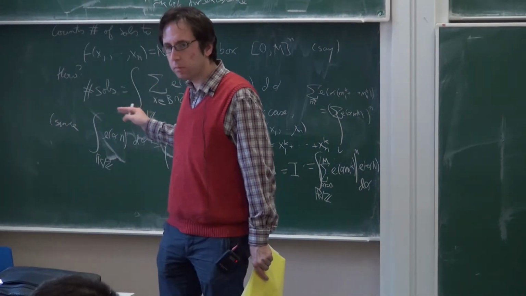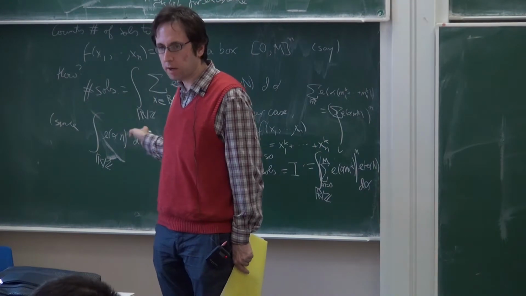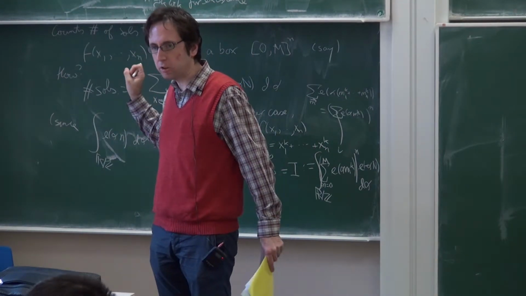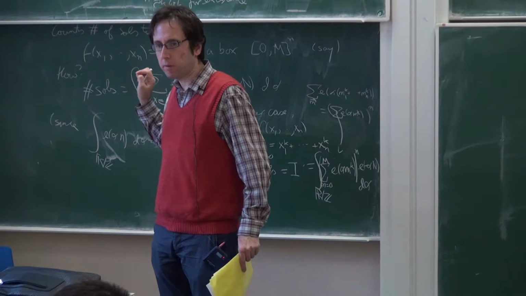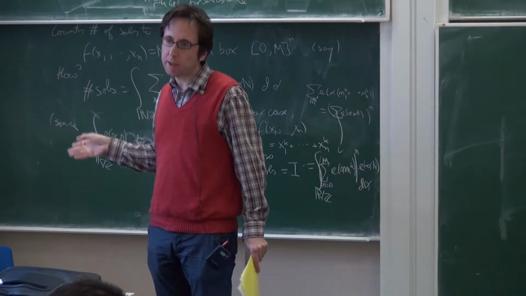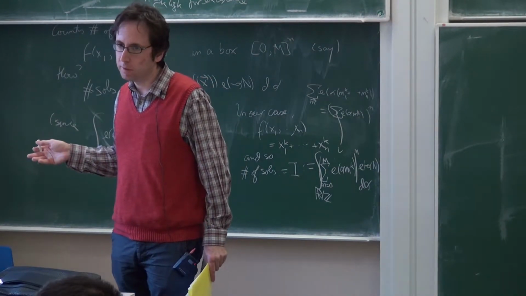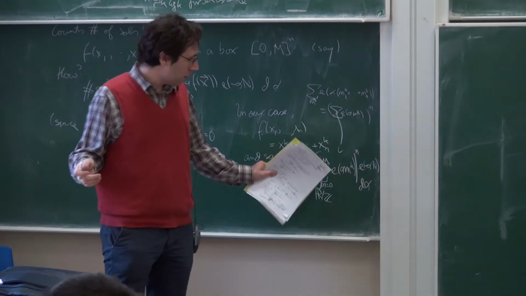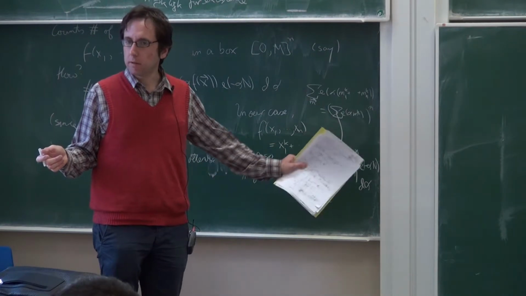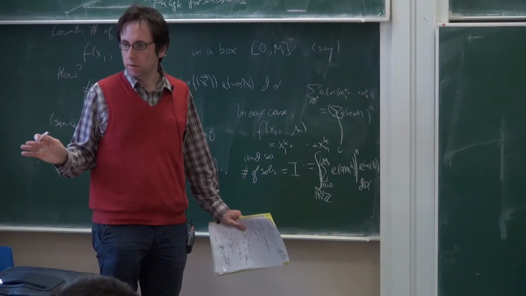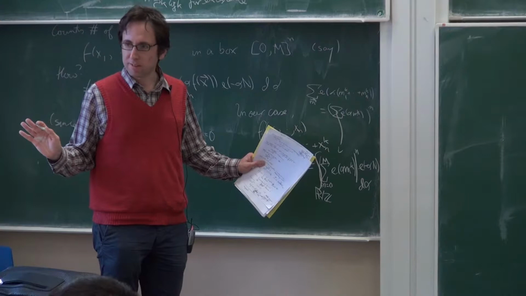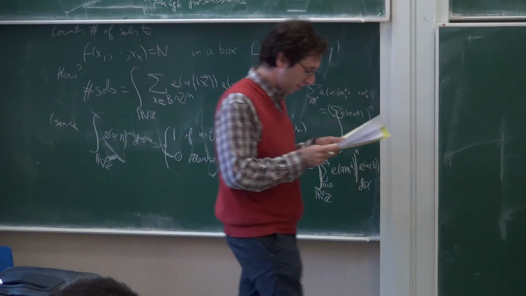There are also uses of the circle method for general f. F doesn't have to be, quote-unquote, diagonal. It doesn't have to be the sum of n identical terms. But if it is the sum of n identical terms, your life is particularly simple, because it's just an integral of a power, basically, times a phase. Is everybody happy so far? All right.